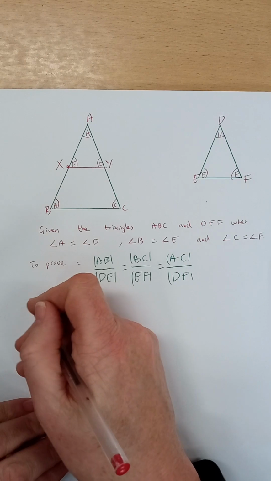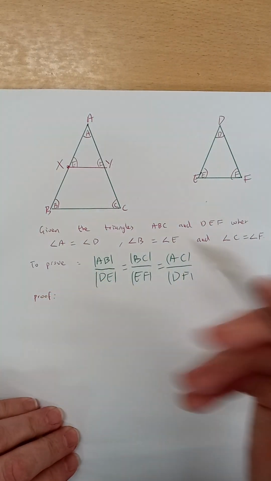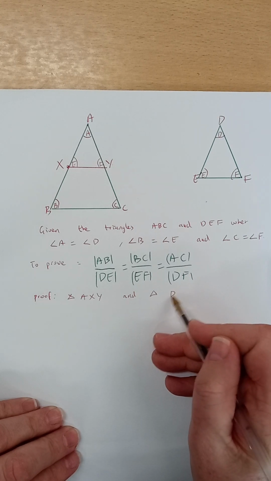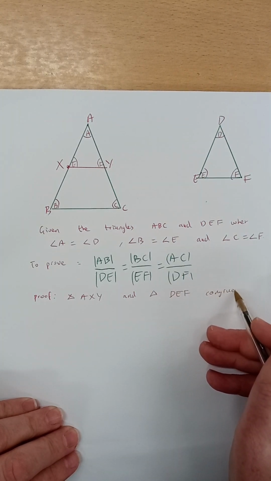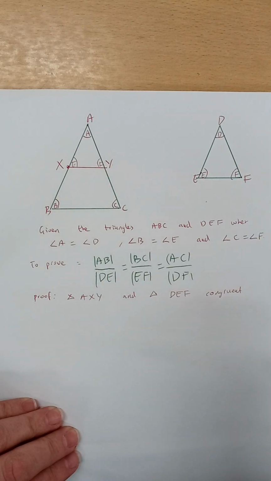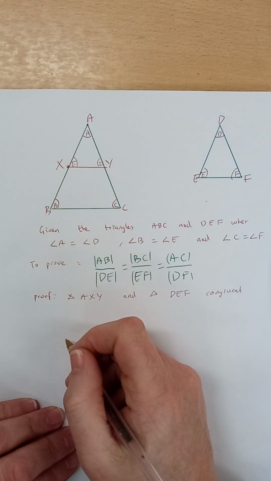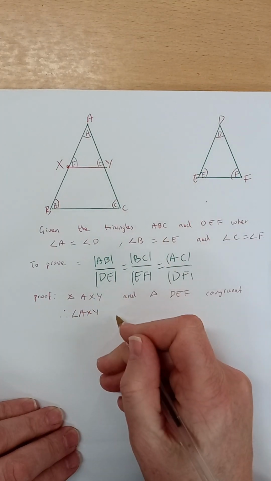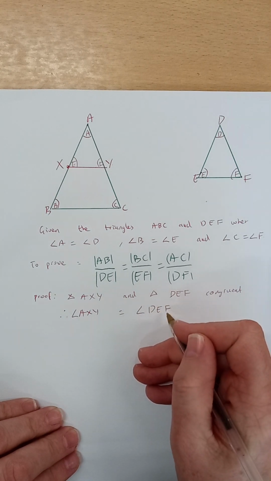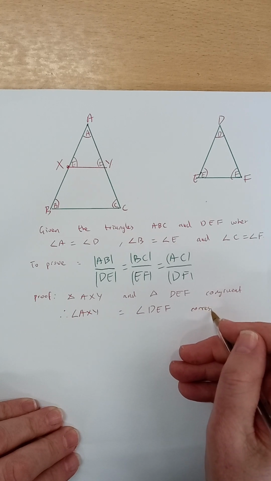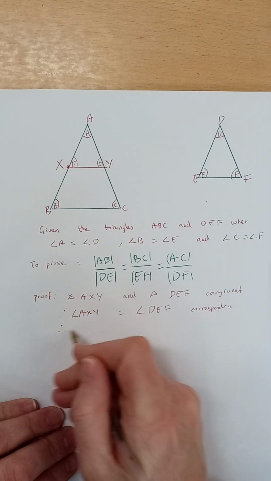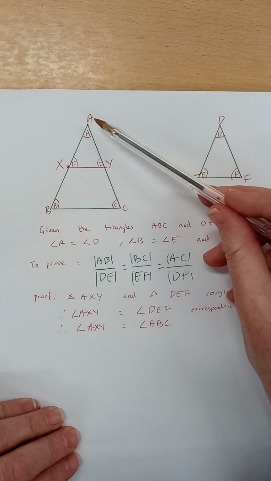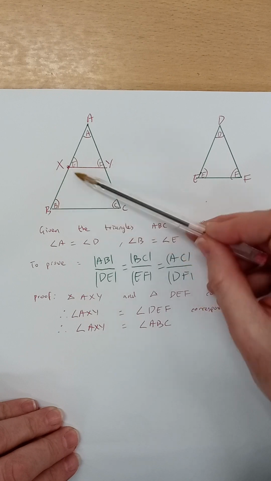Okay? Now, here's my proof. The triangle AXY and the triangle DEF are congruent. You can do side angle, whatever you want, but they're congruent. Okay? So that means that the angle at AXY is equal to the angle at DEF, because they're corresponding. And that also means that the angle at AXY is equal to the angle at ABC. So in other words, AXY and ABC, they're the same. Okay, which does make sense.